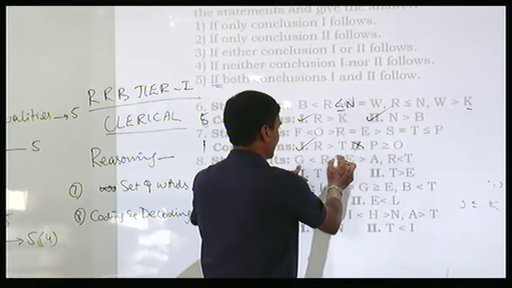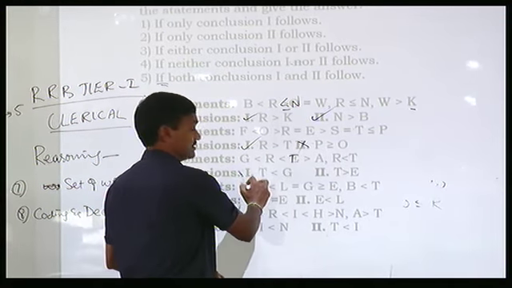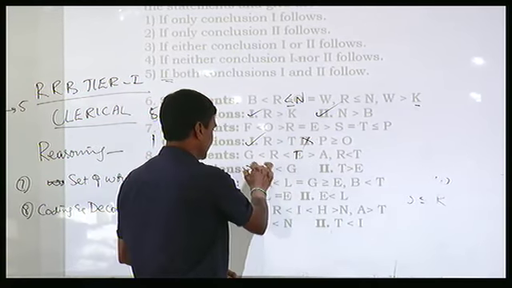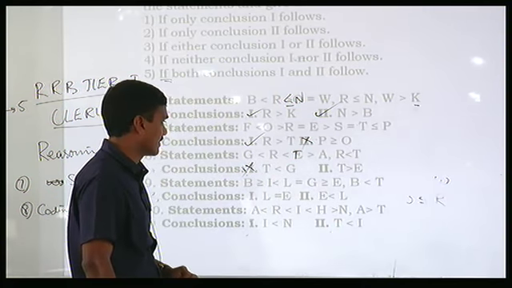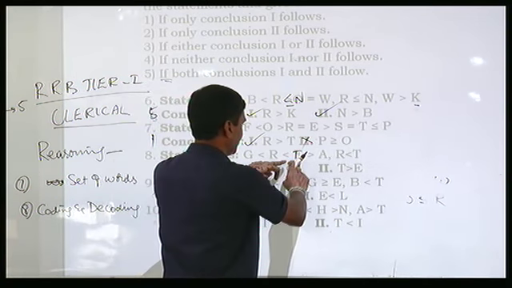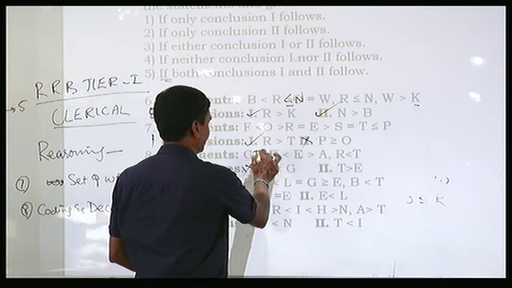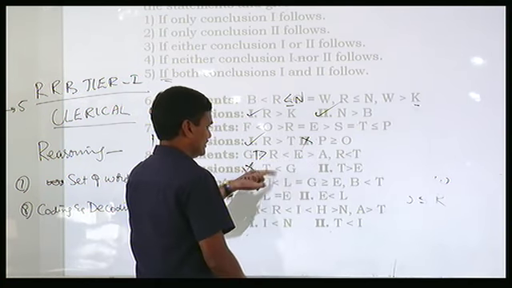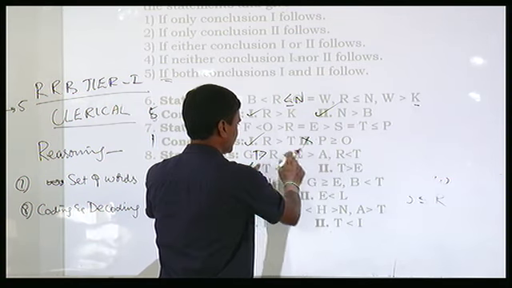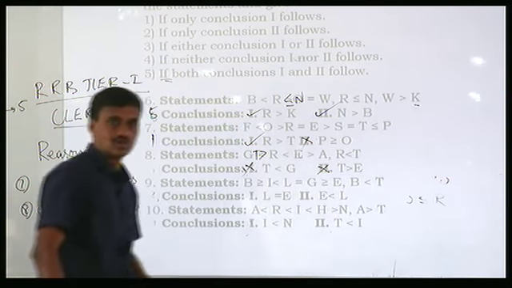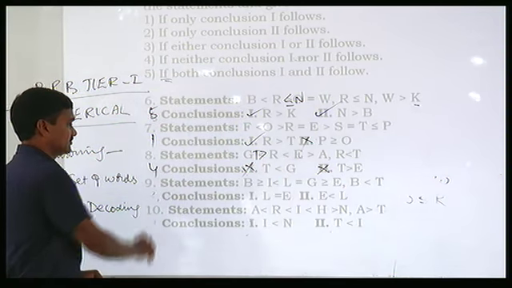G less than R, R less than T. Hence, G less than T, T greater than G. But whereas here T less than G, it is false. Then T and E. Now T and E, where is T and E here? R less than, and that means T greater than. T greater than R, R less than E. Then what is the relation here? No relation between, because 2 opposite symbols, neither 1 nor 2, choice 4.